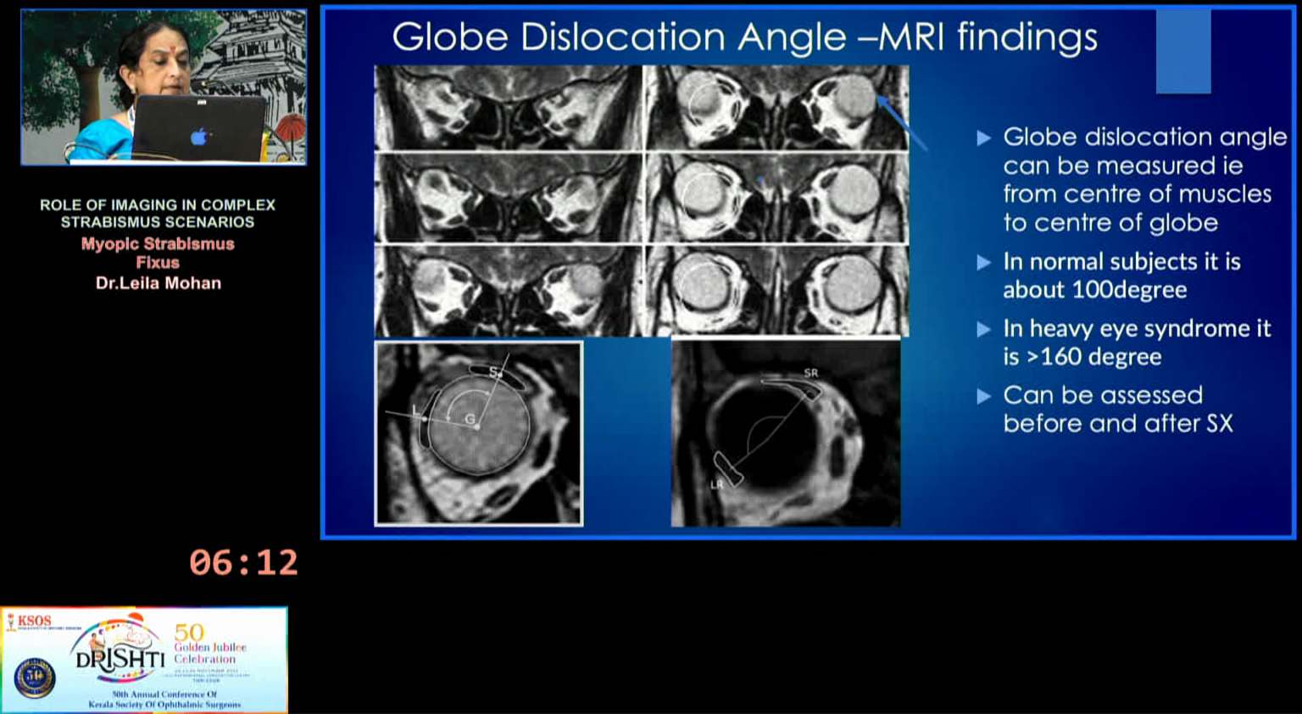So you can see here what we call the globe dislocation angle between the lateral rectus and superior rectus. It is about 100 degrees in normal individuals, which increases to almost 160 or even more, and can be assessed before and after surgery in these cases.